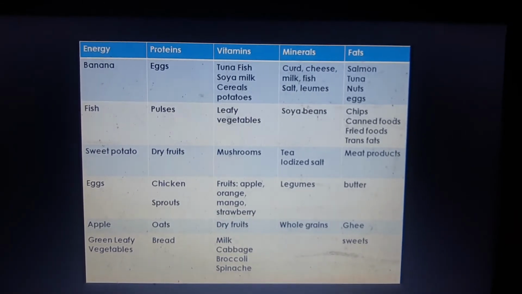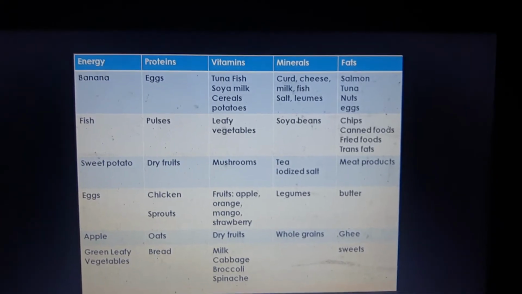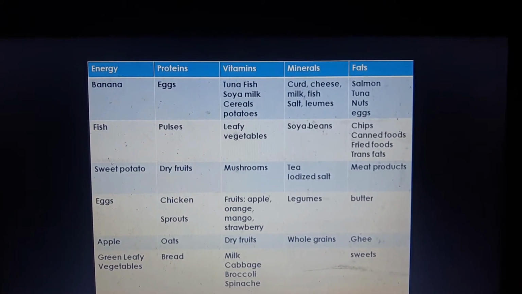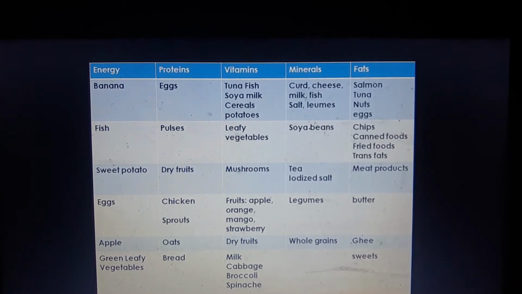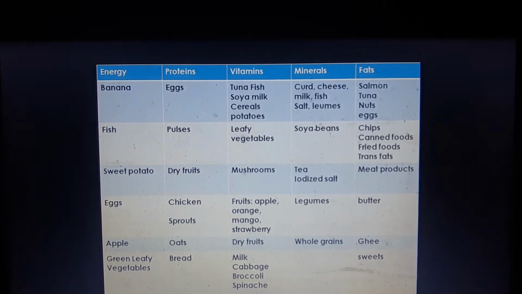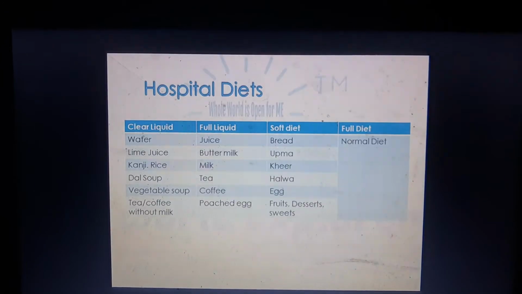And these are the foods, again chips, canned foods, fried foods, trans fats, which are causing adverse health effects to our body. It's better to avoid this type of foods. Meat products, butter, ghee, sweets, if taken in limited quantities, are good for health, but if we are taking them in excess quantities, it may lead to adverse health effects.